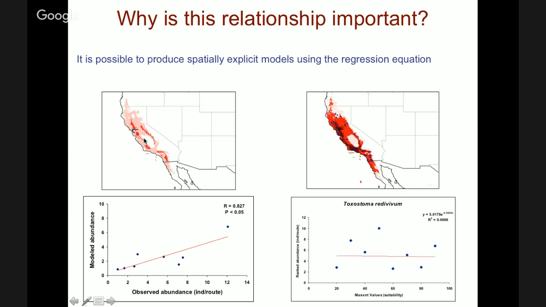the distribution in this map on the top left. You can see the distribution of abundance modeled with presence data. And in these relationships here, down, you can see that there is a strong relationship between observed abundance, independent data of abundance, against our modeled abundance.